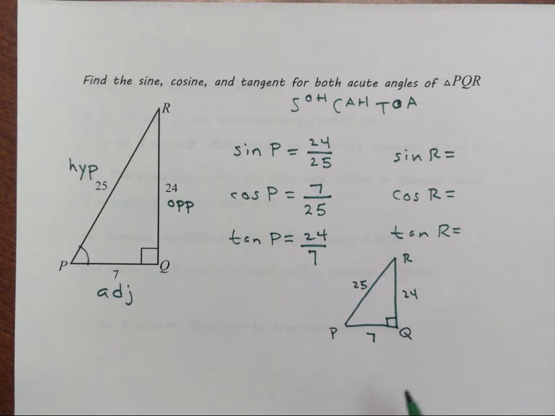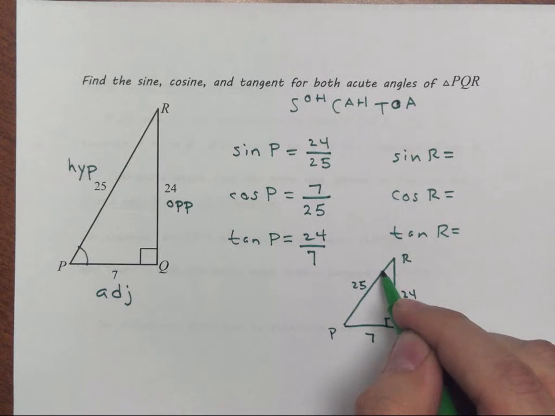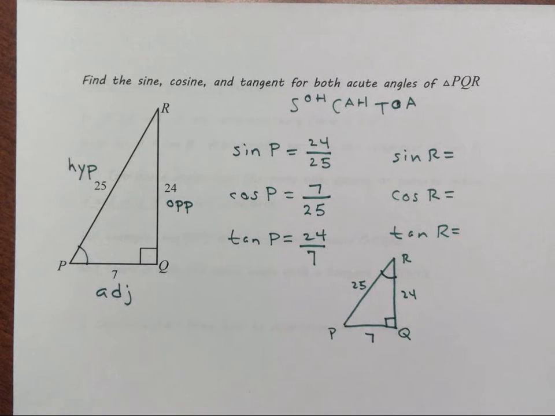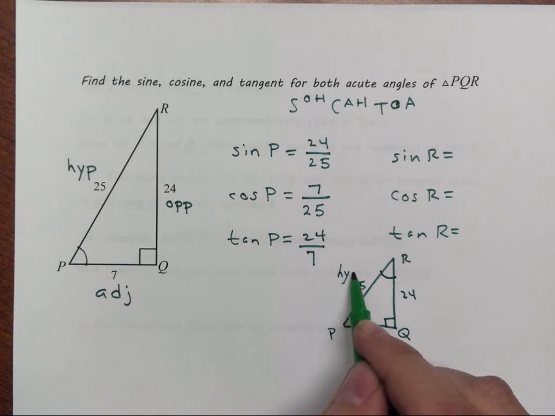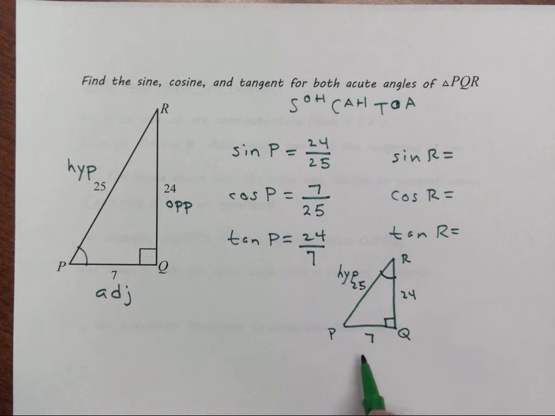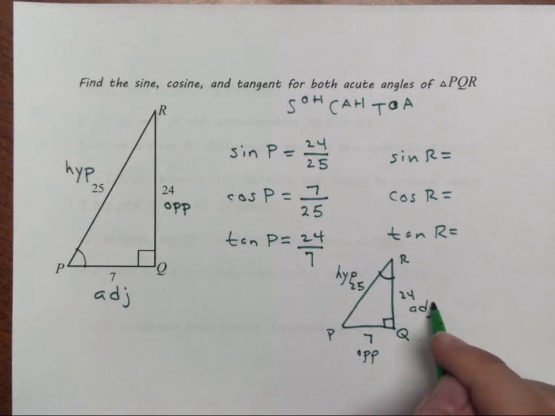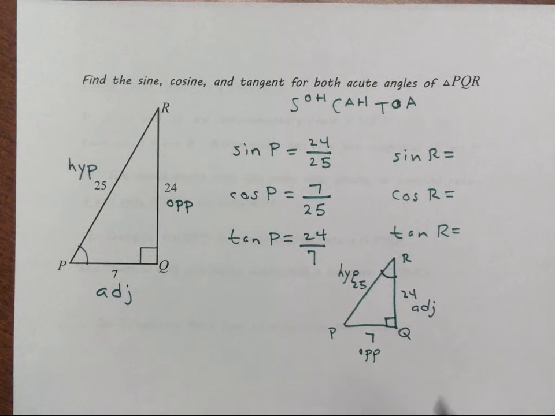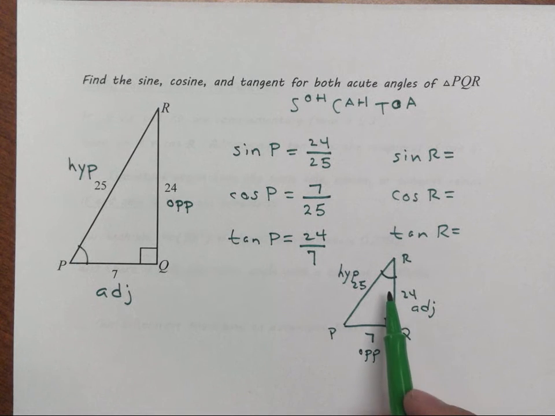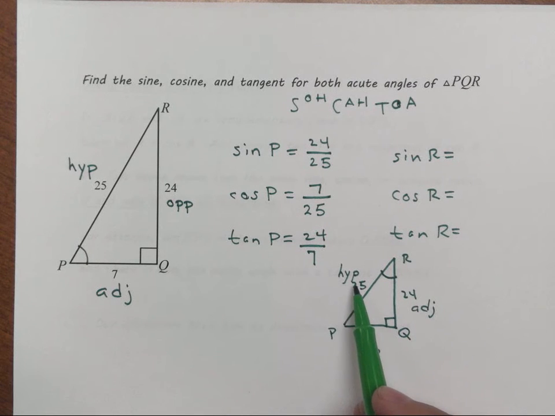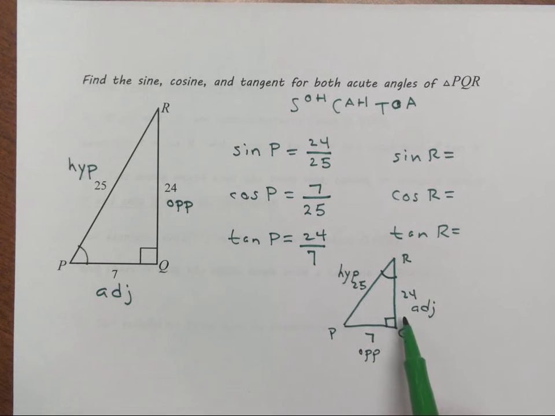Now again, I know I want to find these three trig functions with respect to R. If I'm looking from R, then I know that 25 is my hypotenuse. The opposite leg is 7, and the adjacent leg is 24. When you're labeling these, be careful. If you do label them incorrectly, then in all likelihood you will not get the answer correct. But you have to be careful here. Always label the hypotenuse first, then it's a bit easier to pick between the opposite leg and adjacent leg.